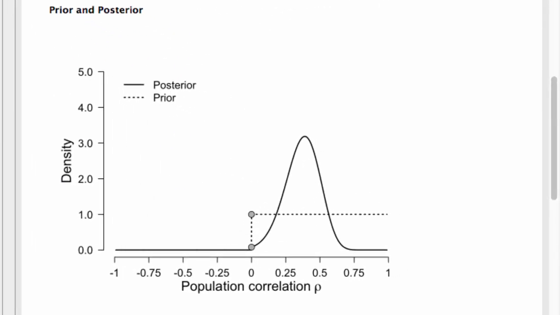Here you see the prior distribution is the dashed line and the posterior distribution is the solid line. As you can see, most of the posterior distribution falls between correlation values of 0.1 and 0.6. There are also two dots on this plot, and they represent the height of the curves at the null hypothesis of no correlation. The first dot on the prior distribution is higher than the dot on the posterior distribution. This means that the Bayes factor supports the alternative hypothesis. If the dot on the posterior distribution had been higher than the dot on the prior distribution, then the null hypothesis would have been supported.